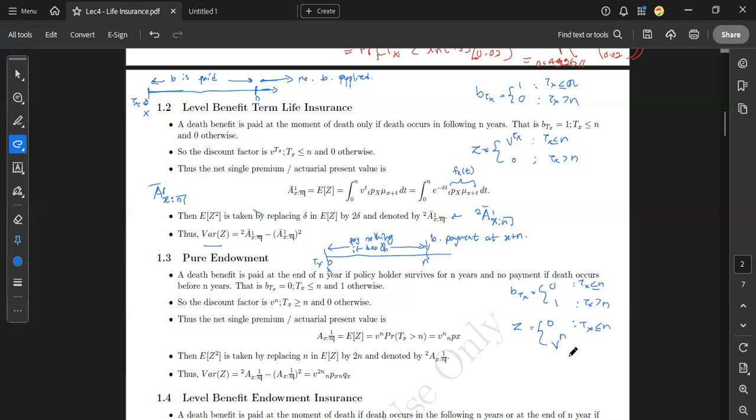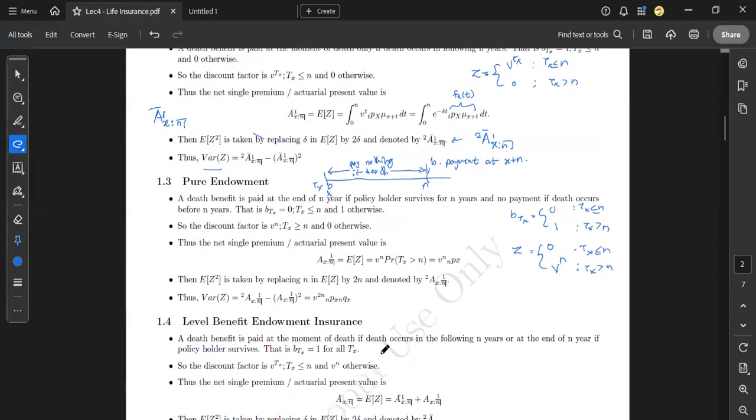But the payment is made at age x plus n or time Tx equal n. That means the payment occurs at this time and we have to bring it back to here. n is a fixed term, we know that. So the present value is v to the power n. And by multiplying this, you will see that there's no payment for Tx less than or equal to n, and the payment only occurs at n. So the present value is v to the power n.